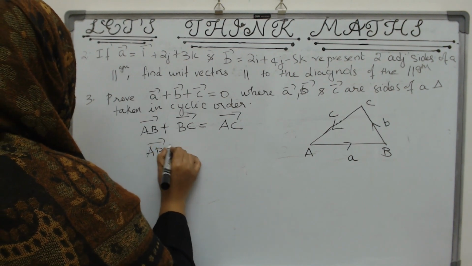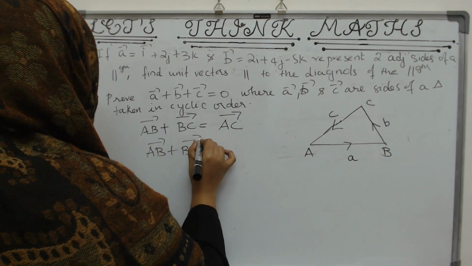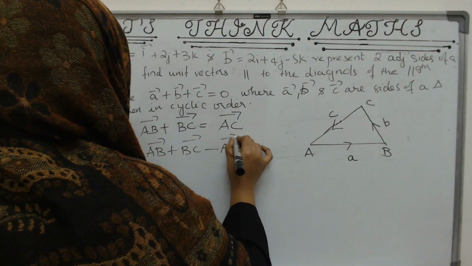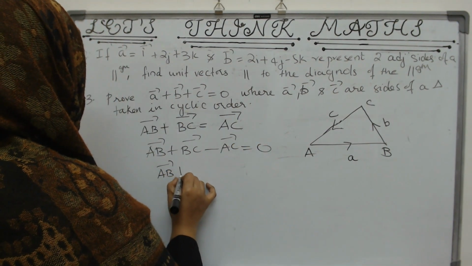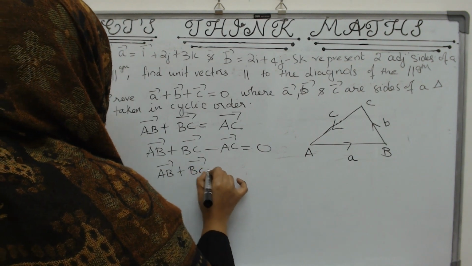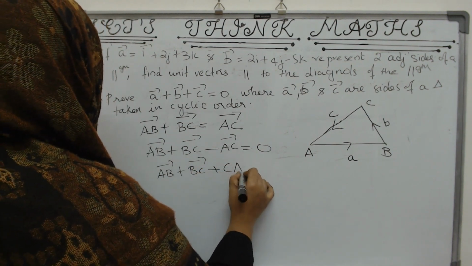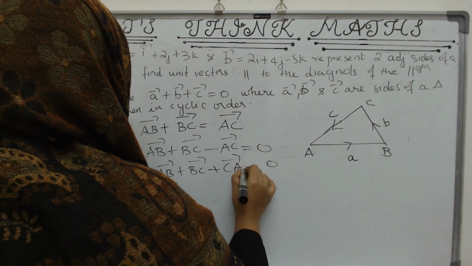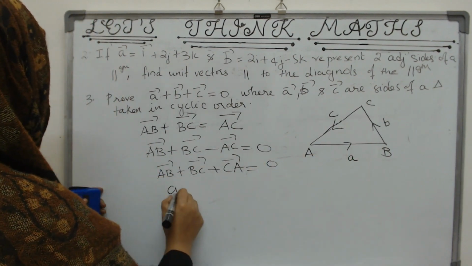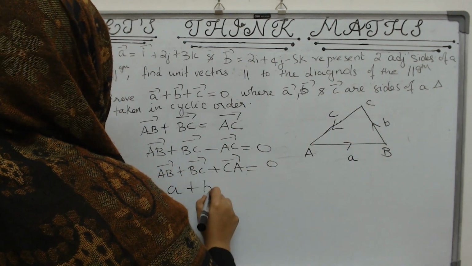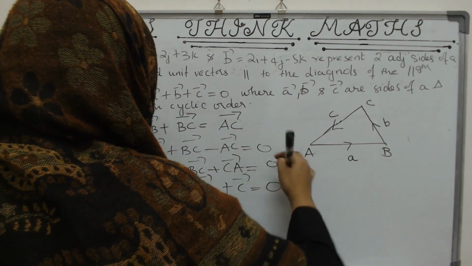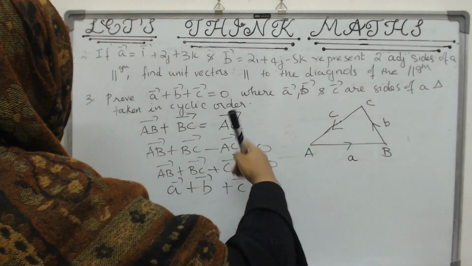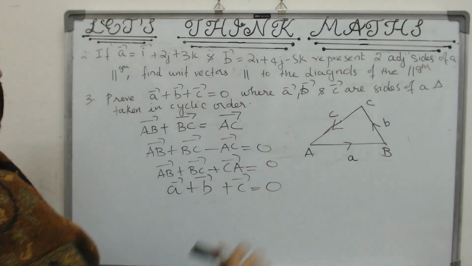So bring it over to this side, then what do you have? AB plus BC minus AC is equal to 0. That means AB plus BC plus minus AC, which is CA. But then what is AB? This is A, this is B, and this is C. So when you take the sides of a triangle in cyclic order, you get the answer 0.